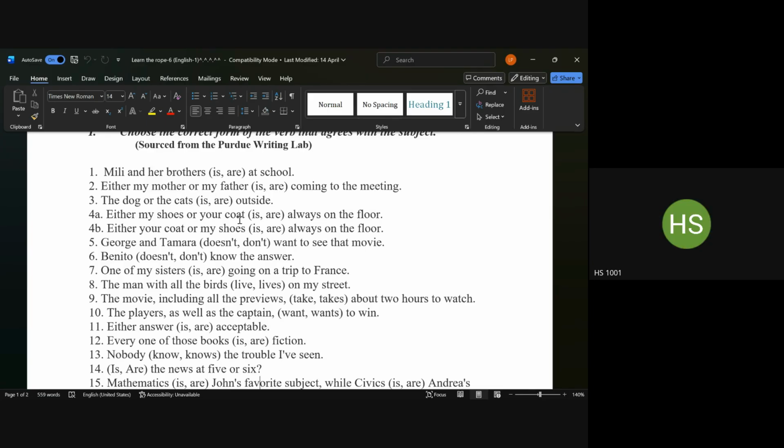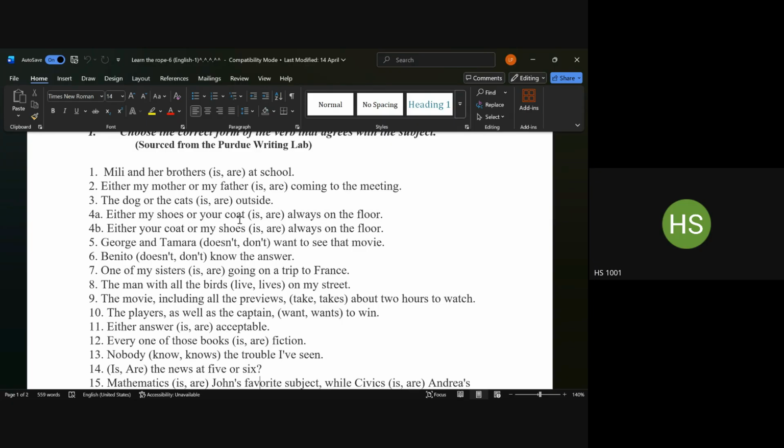Either my shoes or your coat is always on the floor, right? Coat is singular, so "is always on the floor." And if you reverse the order, what happens? Either your coat or my shoes.